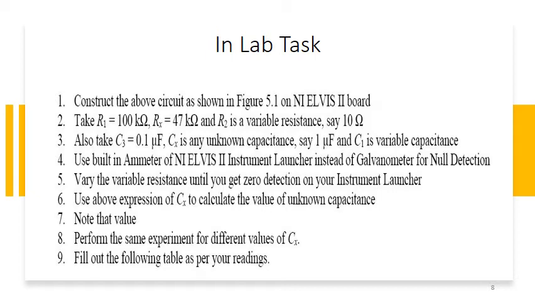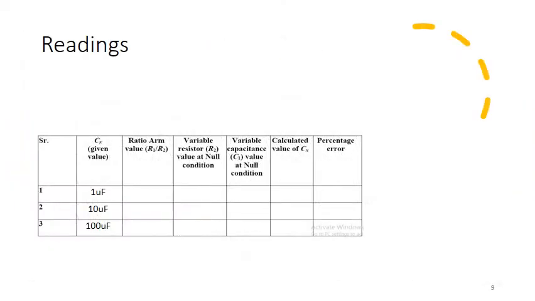Once we get the value of current as 0, then at those values of R2 and C1 we will calculate the values of Cx and Rx according to the formulas shown above. Next, we will fill up the readings in this particular table.